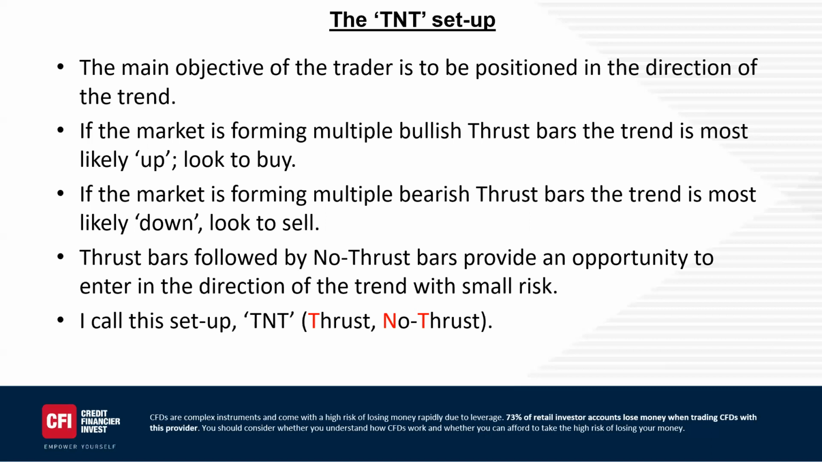Also, thrust bars followed by non-thrust bars provide an opportunity to enter in the direction of the trend with small risk. If we have one or more thrust bars followed by a non-thrust bar, that tells us the market has been moving in one particular direction, and then has stopped moving in that direction in a big way. That gives us an opportunity to take a trade in the direction of the trend with small risk. Going back to the acronym TNT, I call the setup TNT, which basically stands for thrust, no thrust. TNT.